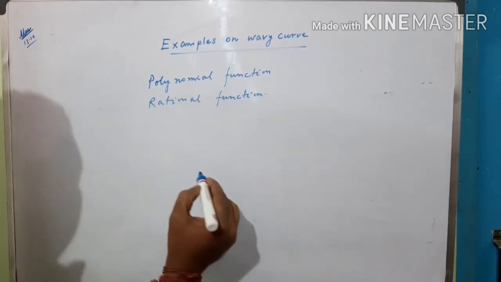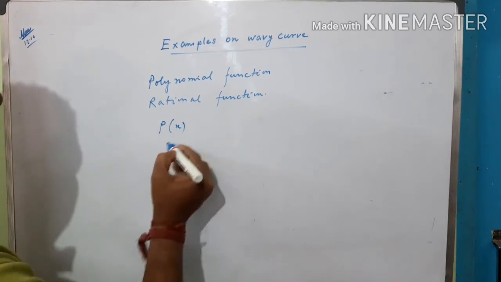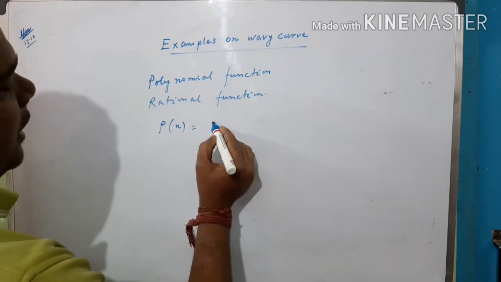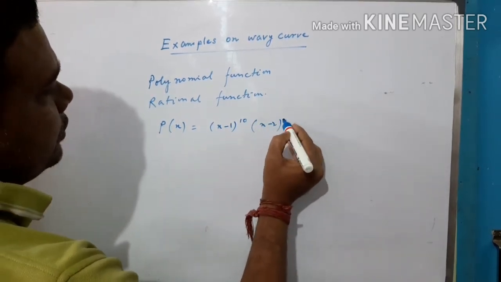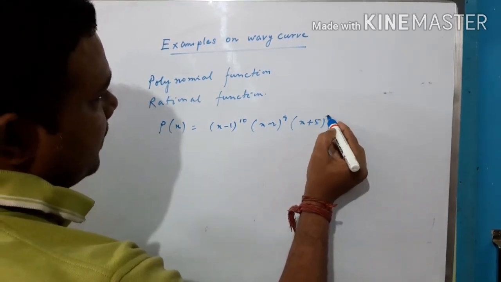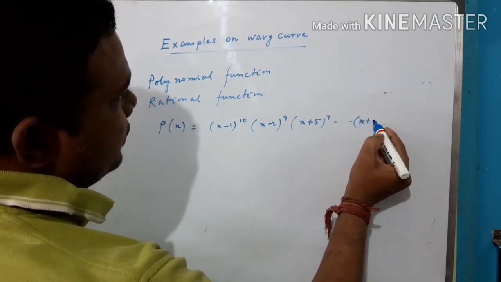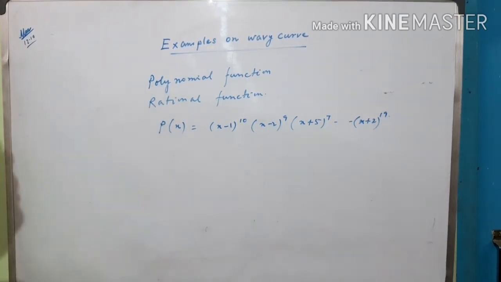So let us take an example of a polynomial function. We write P(x) is a polynomial function. It may be of the form (x minus 1) to the power 10, (x minus 2) to the power 9, (x plus 5) to the power 7, and so on. Maybe (x plus 2) to the power 19 and so on. This is called a polynomial.